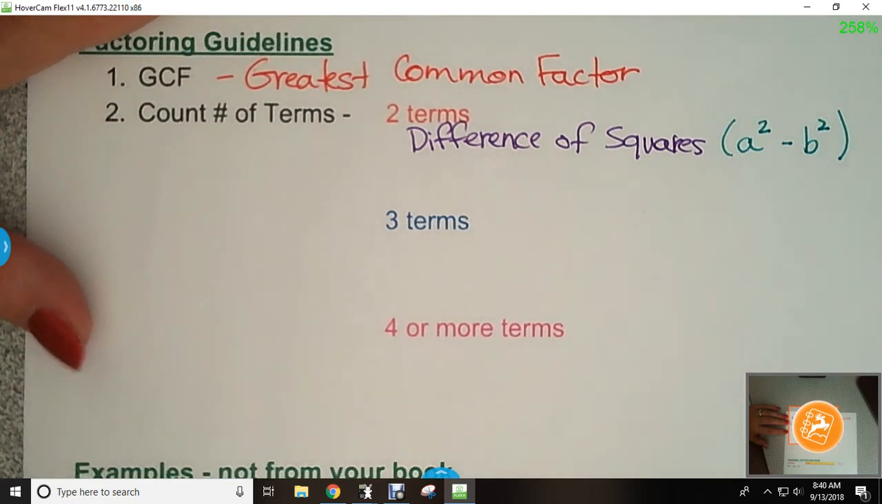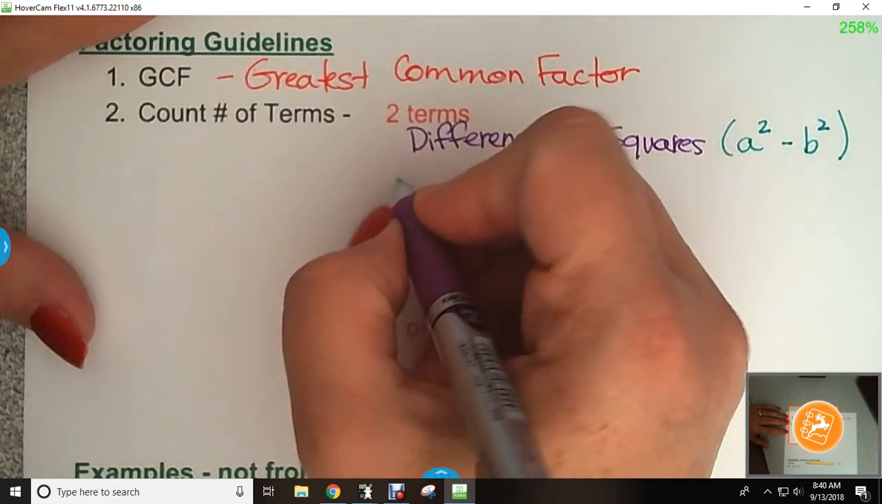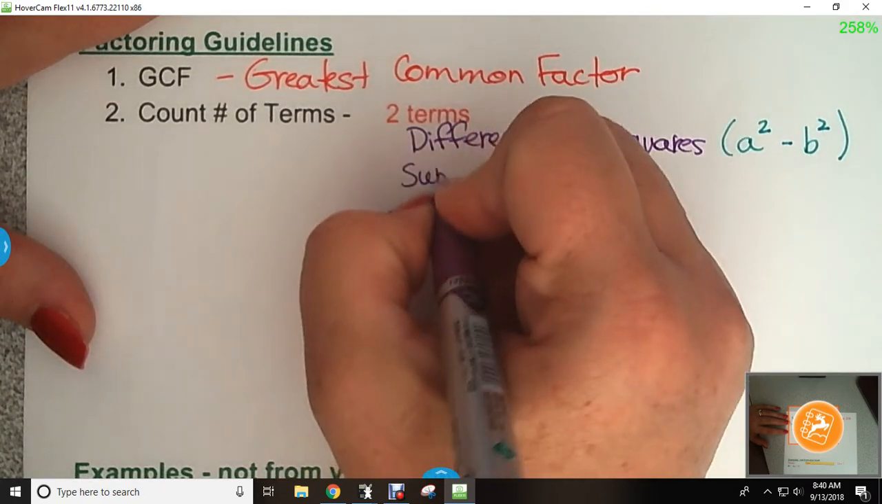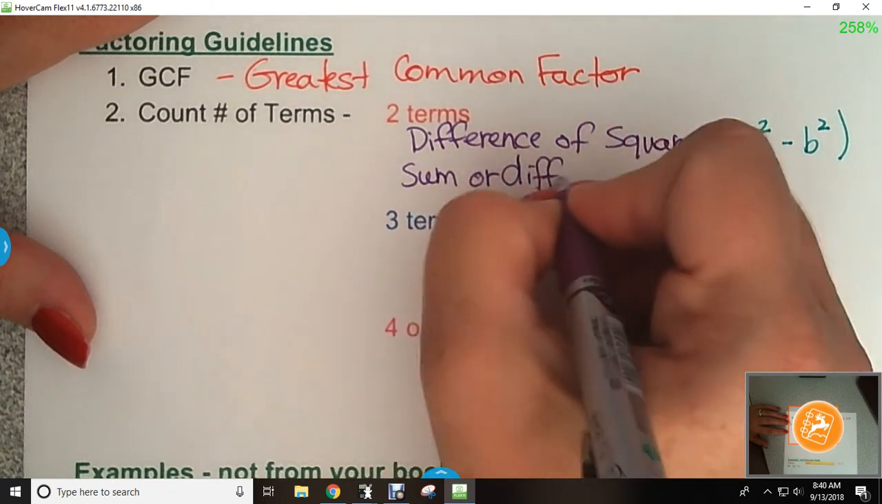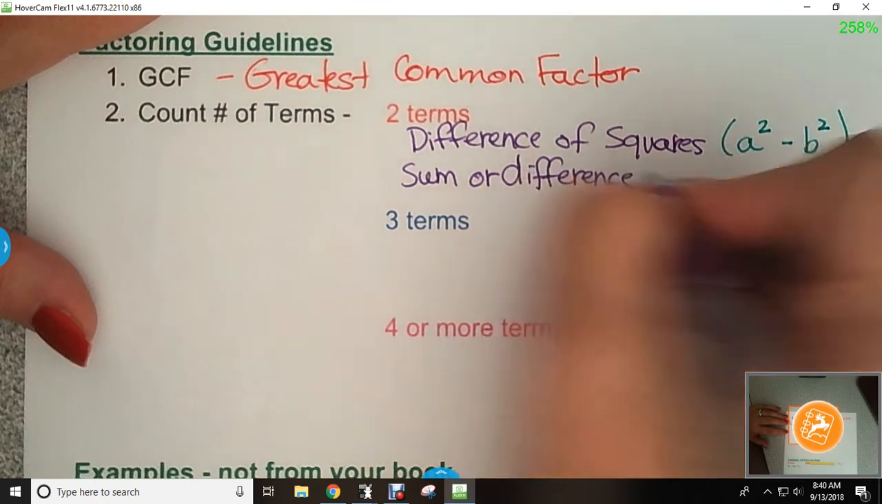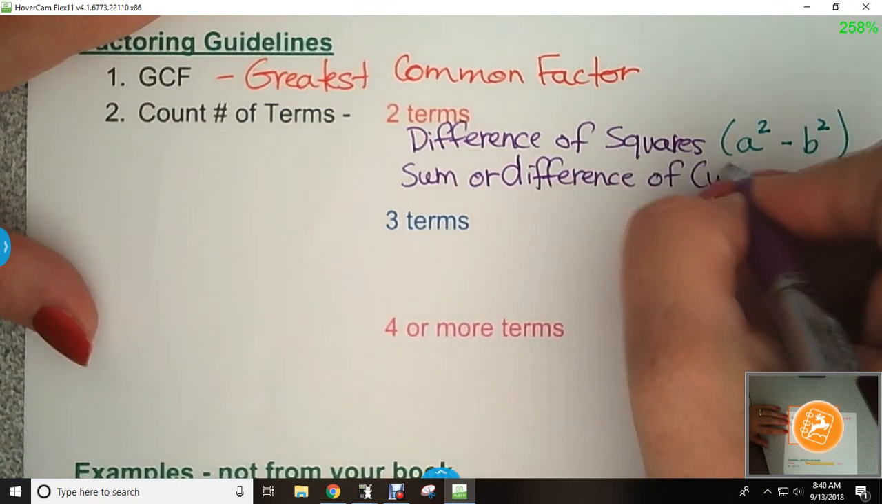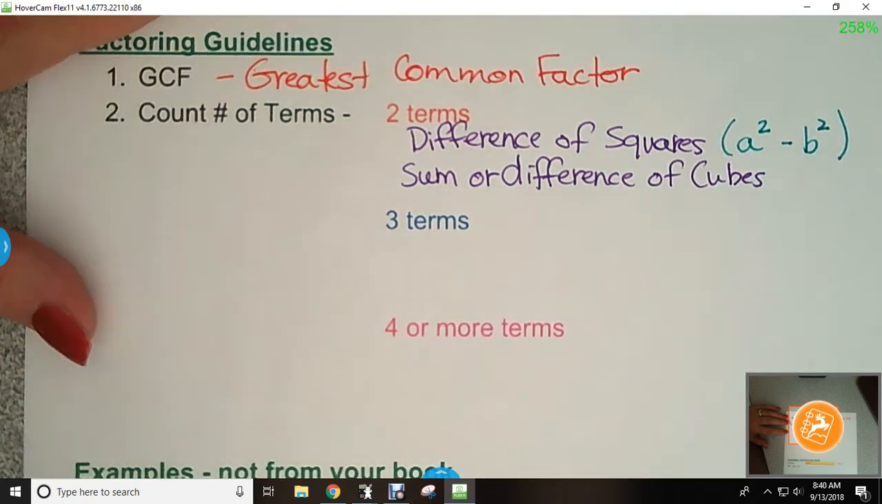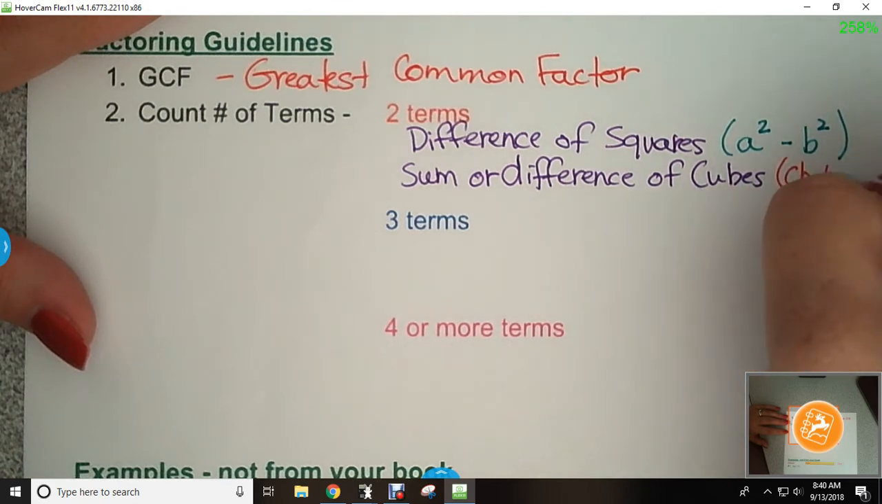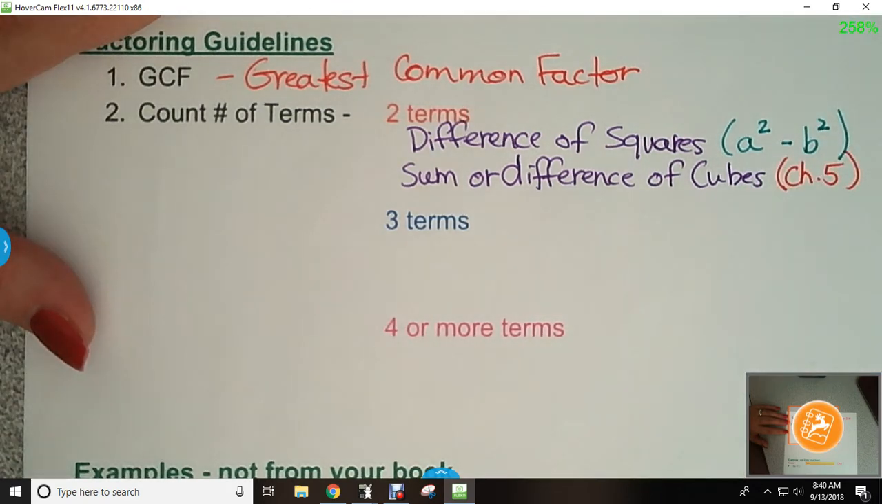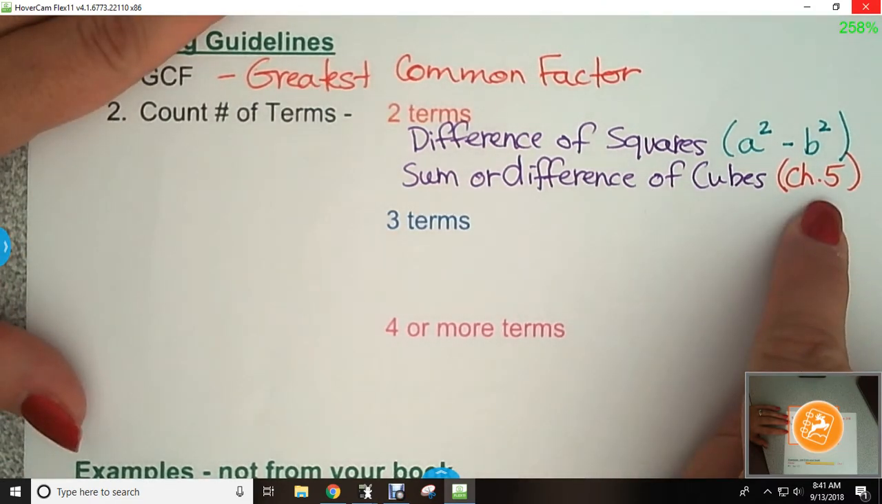The other option you have when you've got 2 terms, after you've done the greatest common factor, would be either the sum or difference of cubes. And for right now, that's all I'm going to say about the sum or difference of cubes. We're going to learn how to do that when we get to Chapter 5. I just want to go ahead and put it in our guidelines, but we're not going to talk about how to do it till we get there.